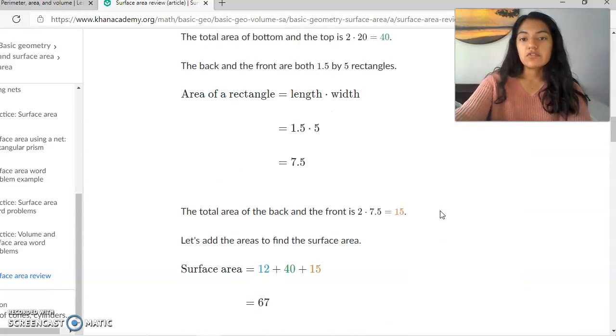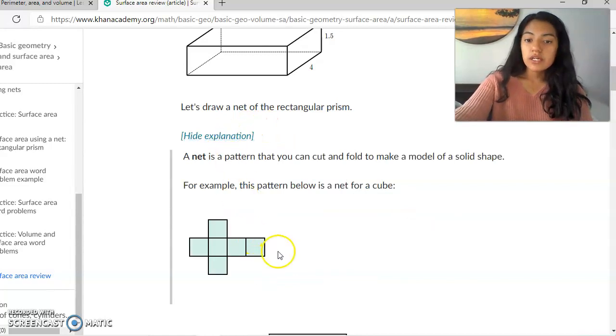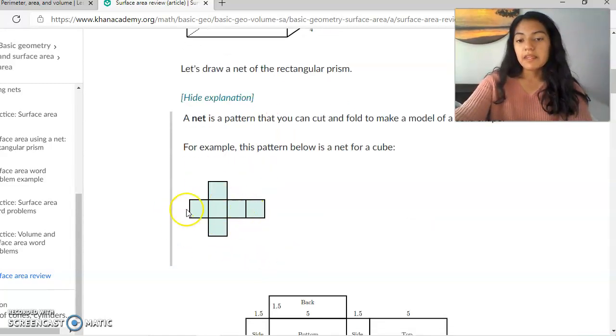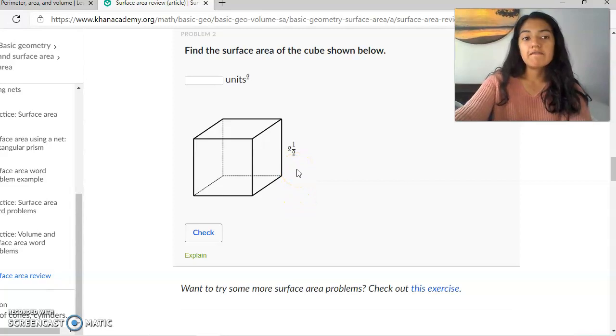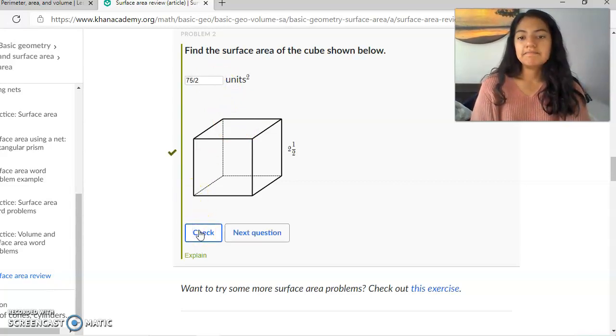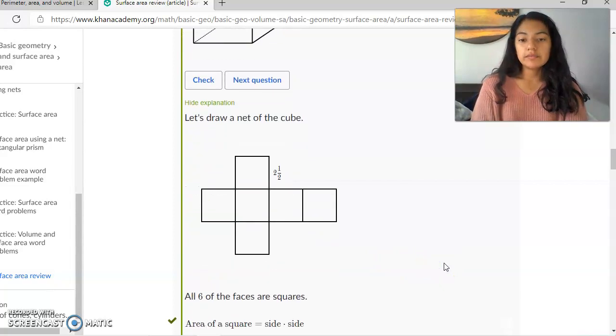So if you remember the explanation from up here, it actually tells you and shows you how many faces the net of a cube has, and it's 6. You have 1, 2, 3, 4, 5, 6. So after we find our area, which remember is 25/4, you have to multiply by the 6. And after you multiply by the 6, you get 75/2. So if I type it like that, it is correct. And there is an explanation right below it.